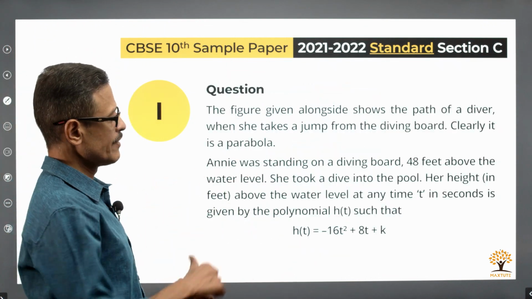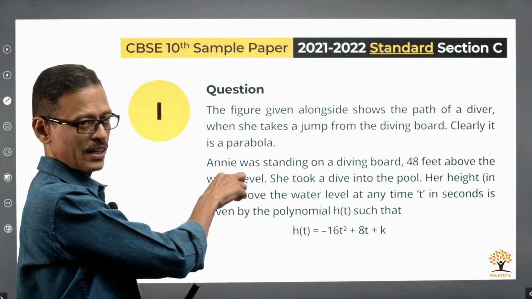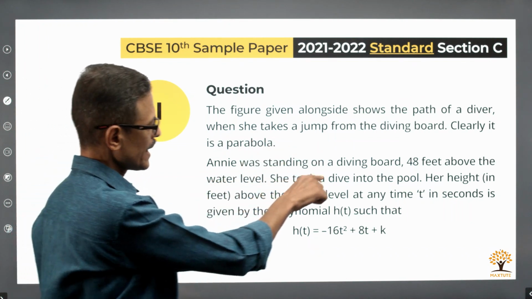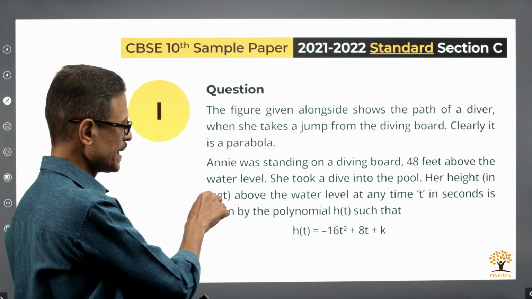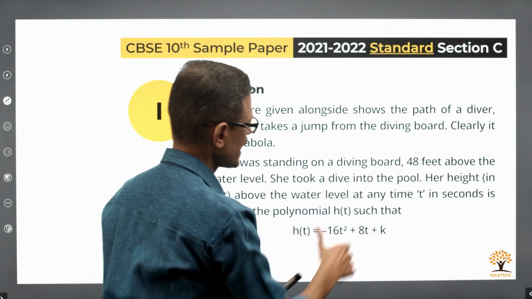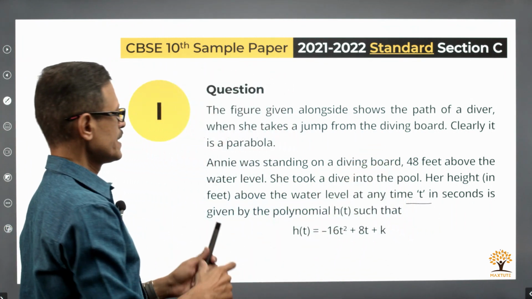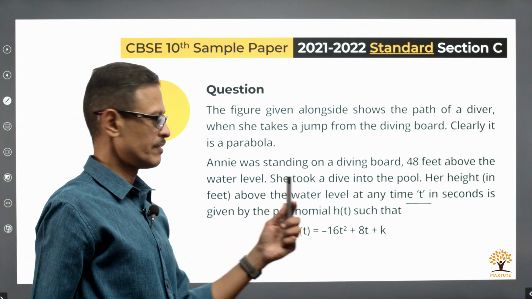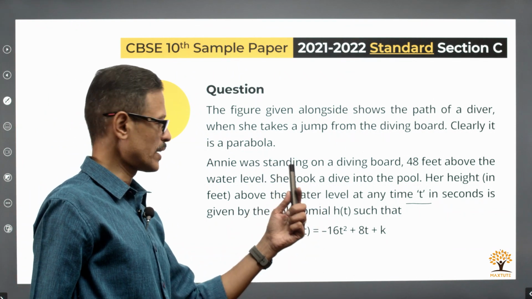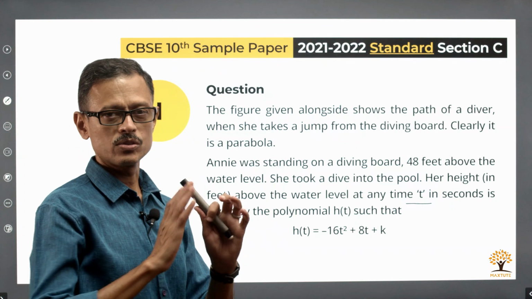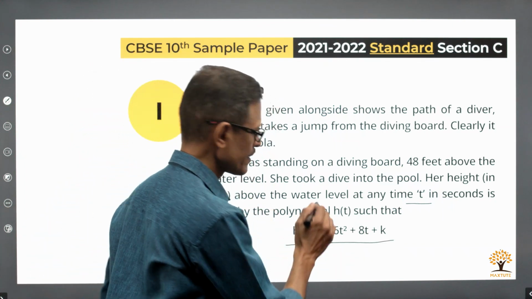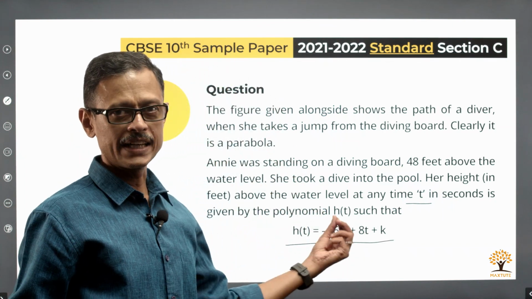Annie was standing on a diving board 48 feet above the water level. She took a dive into the pool. Her height in feet above the water level at any time t in seconds is given by the polynomial h of t, which is equal to minus 16t square plus 8t plus k. This is essentially the equation of a parabola. It's a quadratic equation, right?